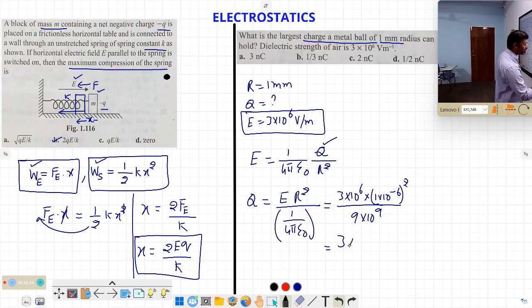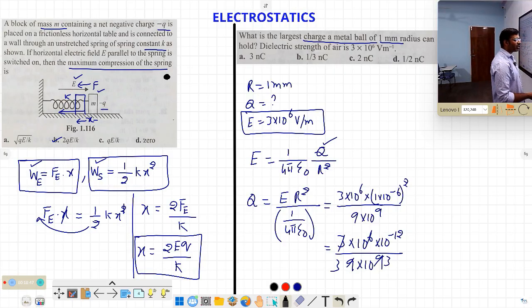This we can write as 3 into 10 power 6 into 10 power minus 12 divided by 9 into 10 power 9. So you can calculate here, this is minus 3, that is plus 3, if it goes up it becomes minus. So in this case, what is the given value? That is 10 power 6, right? And denominator is 10 power 9, right? So if you calculate this one, what are you going to get?